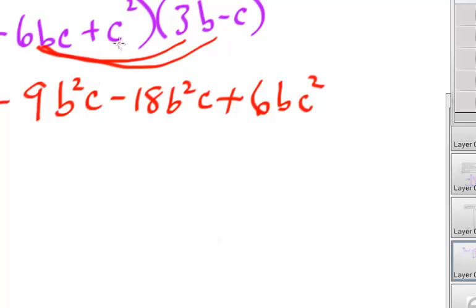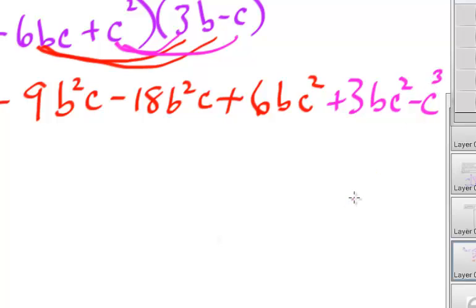Then I take c squared times each one. And there I will get plus 3bc squared minus c cubed. Holy crap. And I'm going to put all this together.